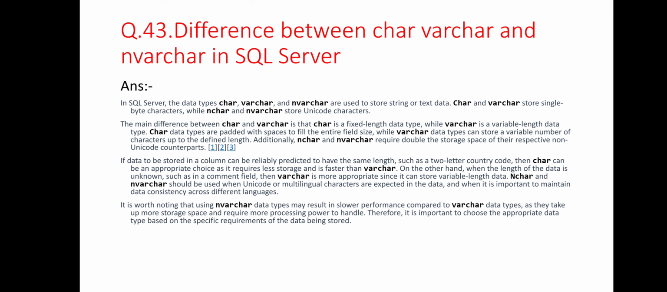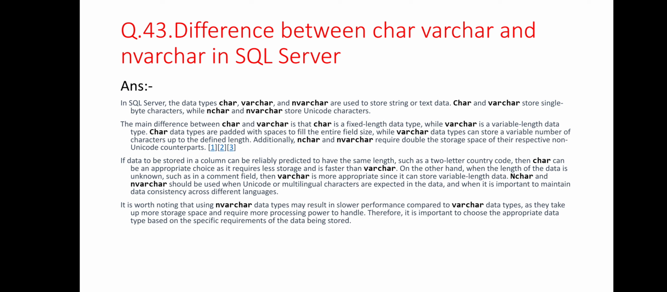Question number 43. Difference between char, varchar, nchar, and nvarchar in SQL Server. In SQL Server, the data types char, varchar, nchar, and nvarchar are used to store strings or text data. Char and varchar store single byte characters, while nchar and nvarchar store Unicode characters. The main difference between char and varchar is that char is a fixed length data type, while varchar is a variable length type. Char data types are padded with spaces to fill the entire field size, while varchar data types can store a variable number of characters up to a defined length.